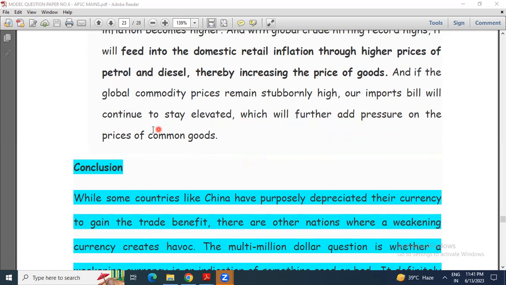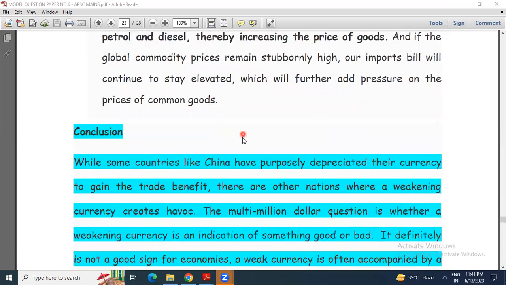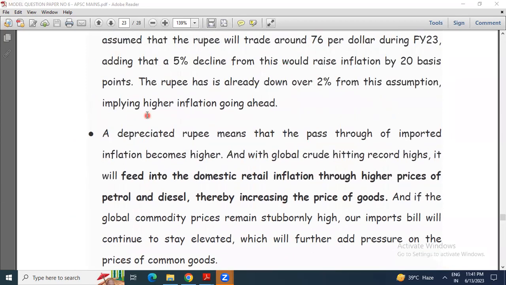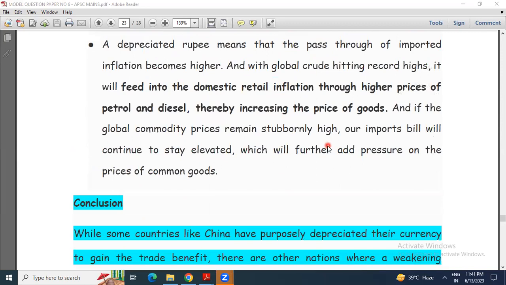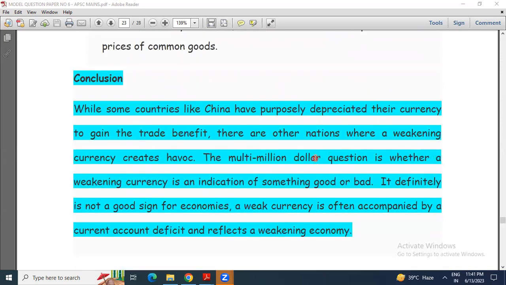So import bill will continue to stay elevated, and that will further add pressure on the prices of common goods. Overall, because of this rupee depreciation, the inflation problem will keep increasing. RBI has already predicted that if the rupee value declines by 5%, inflation will increase by 20 basis points, and so far it is down 2%, so you know what will be the outcome. Now how can the conclusion be stated here?